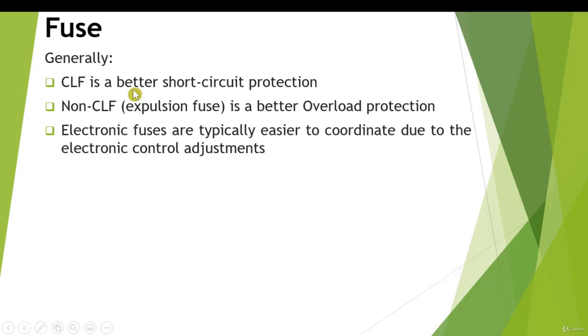Current limiting fuse is a better short circuit protection. Non-CLF or expulsion fuse is a better overload protection. And electronic fuses are typically easier to coordinate due to the electronic control adjustments.